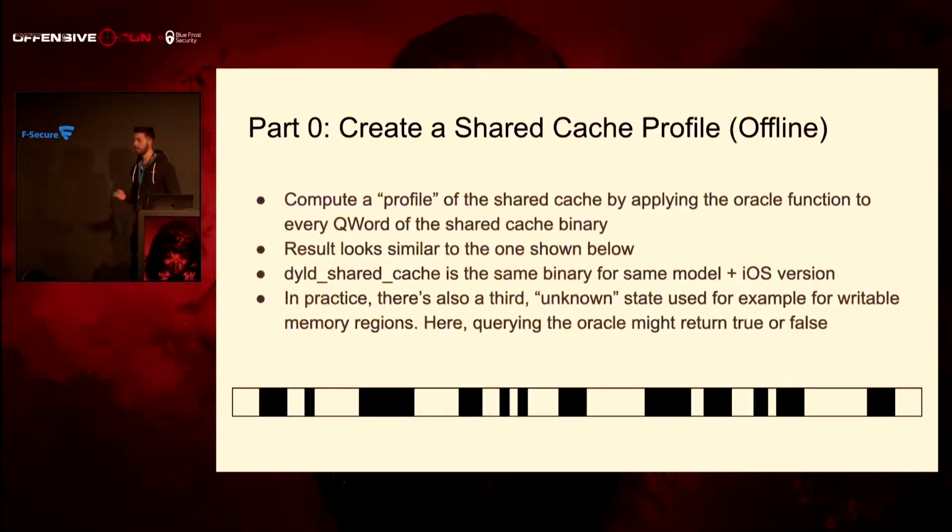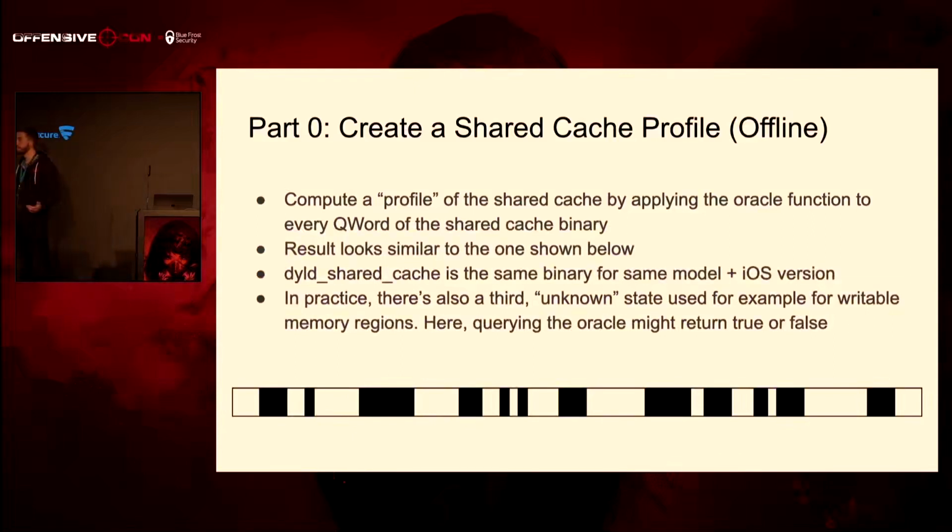So what do we do with this? Part 0, offline, so that this doesn't need a network connection. We will basically compile a profile of a shared cache given this Oracle function. So this is really simple.